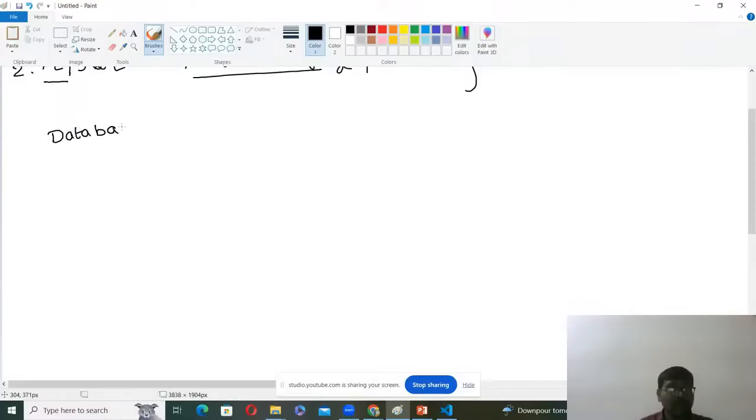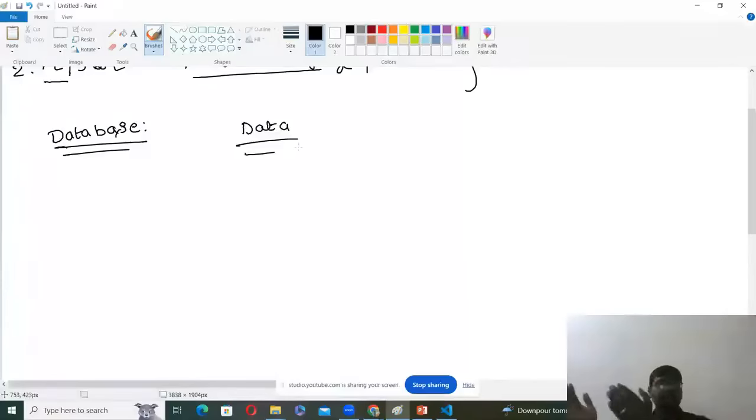Database. Everyone listen to the word database. What is a database? Simply a place where we are storing our data. For example, some SBI bank is there. The bank maintains one database. In the database all the customer details, all the account details, all the amount details, everything is available. College database has the information related to the entire college. So database means simply the place where we are storing the data.